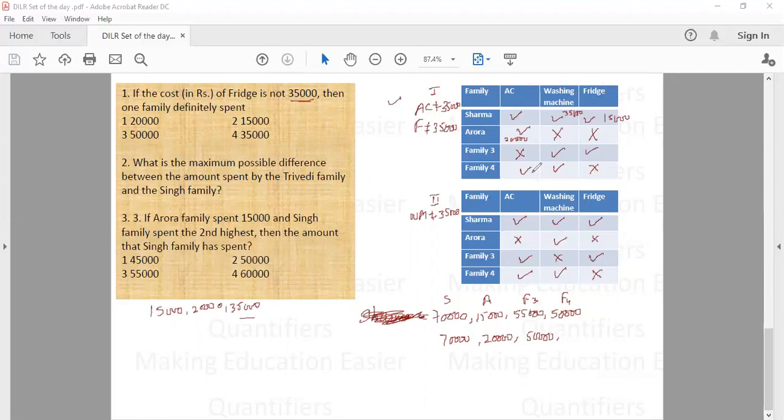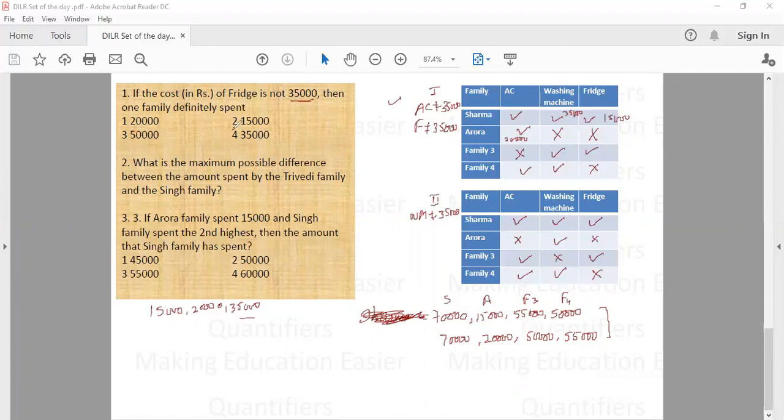And the family 4, they spent 20 and 35, 55,000. So these are the two cases possible. Now, if you consider the second case, if you solve the second case in the same way, again you will get these 4 values. These 2 cases, you will again get these 4 values for Sharmas and Aroras and the family 3 and family 4. You are going to get the same values, right?